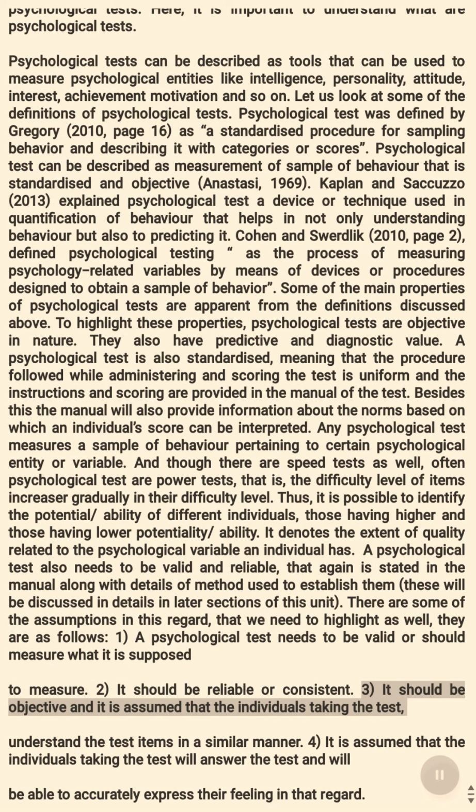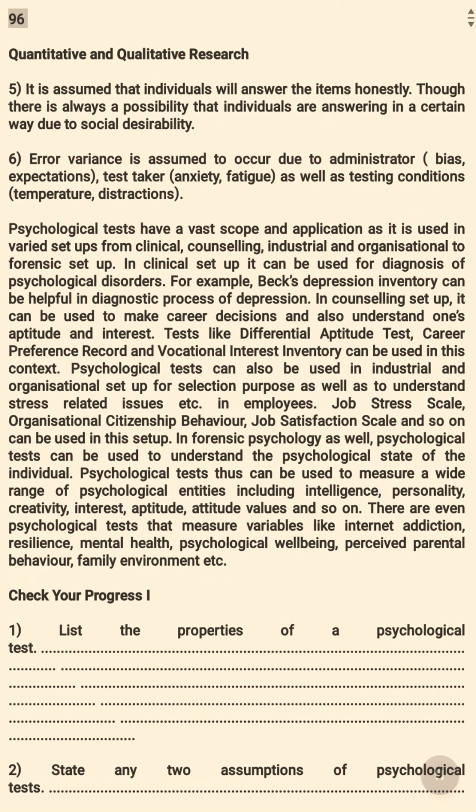3. It should be objective, and it is assumed that the individuals taking the test understand the test items in a similar manner. 4. It is assumed that the individuals taking the test will answer the test and will be able to accurately express their feelings in that regard. 5. It is assumed that individuals will answer the items honestly, though there is always a possibility that individuals are answering in a certain way due to social desirability. 6. Error variance is assumed to occur due to administrator bias, expectations, test taker anxiety, fatigue, as well as testing conditions, temperature, and distractions.